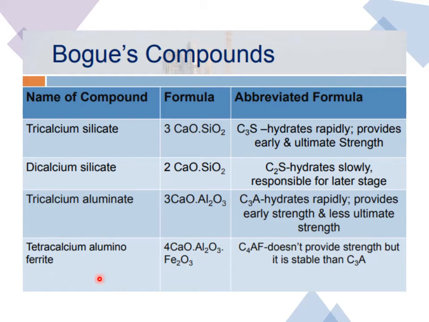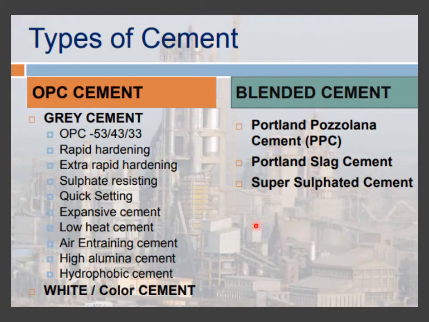Next is tetracalcium aluminoferrate, that is C4AF. It is not responsible for any type of strength, but it is more stable than C3A. Okay, so these are the few Bogue compounds you need to understand. Next, we'll go for types of cement.